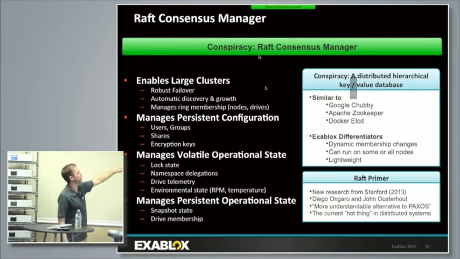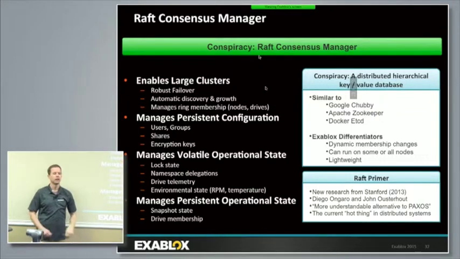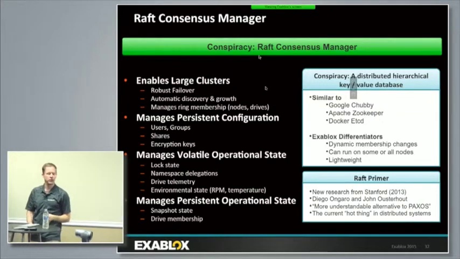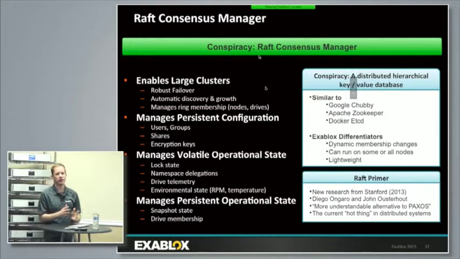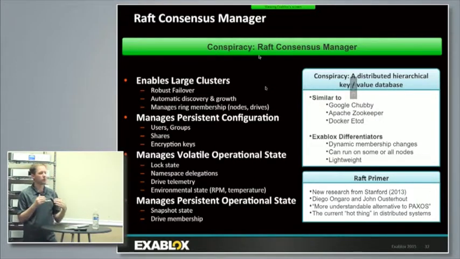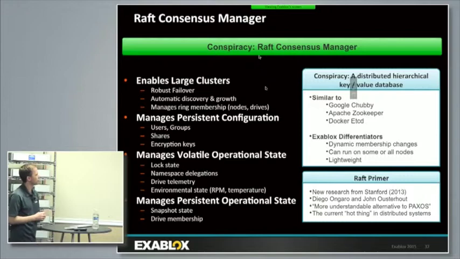This is where persistent configuration, users, groups, shares and exports, and encryption keys get exchanged around the cluster to make sure that all the nodes are in agreement with what the state is. Lock state for POSIX locks and so on. And then what is your persistent state as well? What snapshots have you taken, and how do you name those, and what drives our members, and so on.